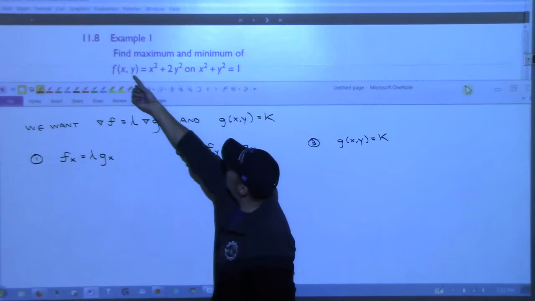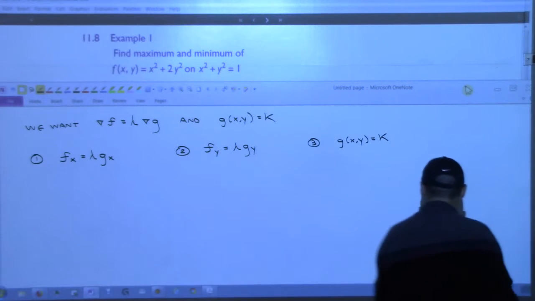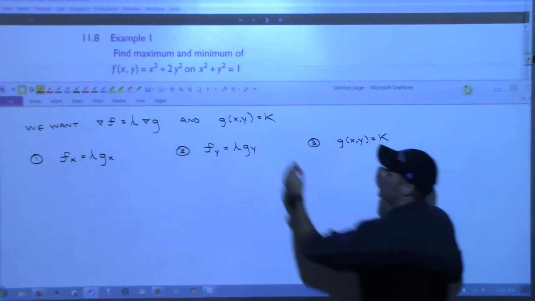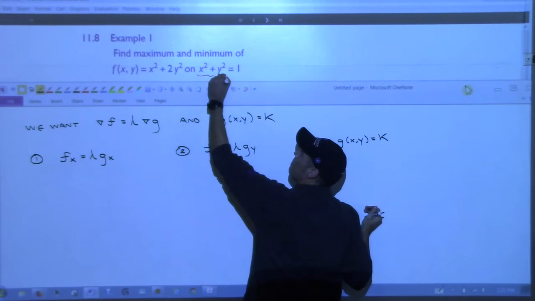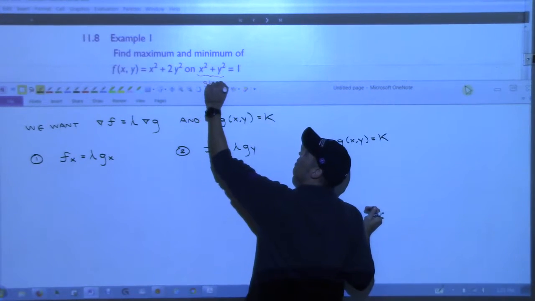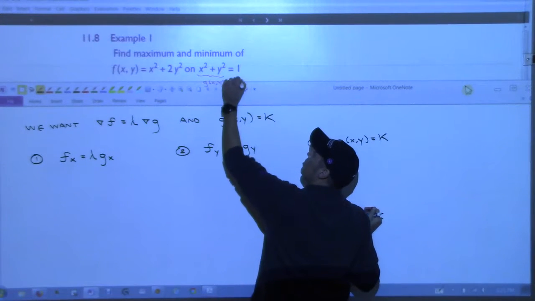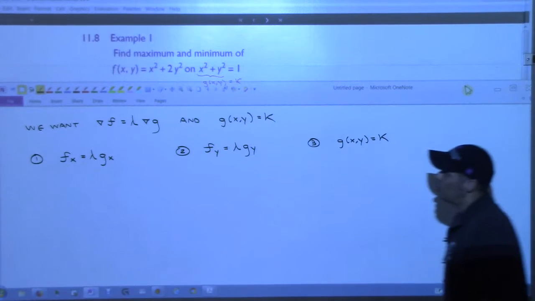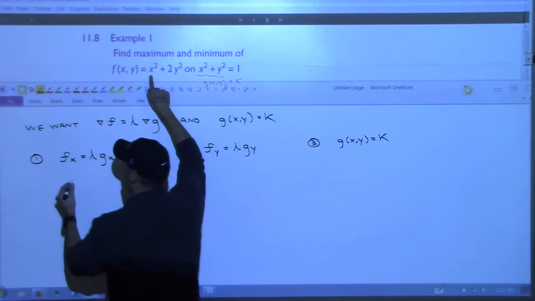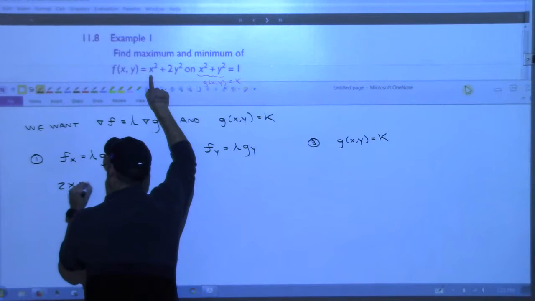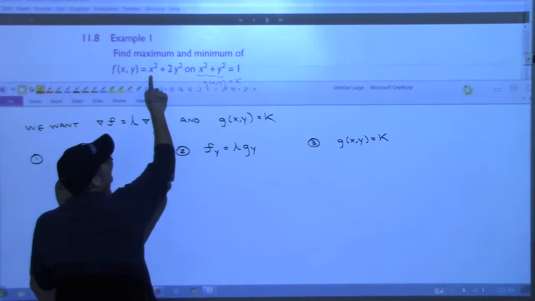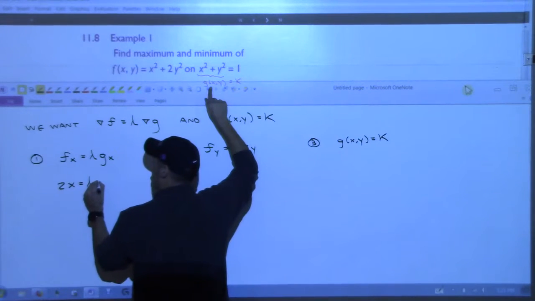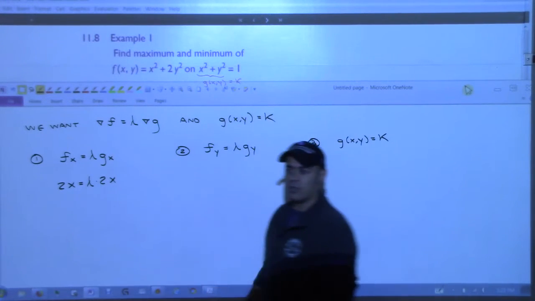So you go up, here's f, right? Oh, you know what we should do? We should probably identify what g of xy is. What is g of xy? It's this piece right here, right? That is your g of xy. And then equals this side, which is your constant, right? Okay, so your partial of f with respect to x is just 2x. That must equal lambda times the partial of g with respect to x, which is 2x. So lambda times 2x. So that's our first equation, right?